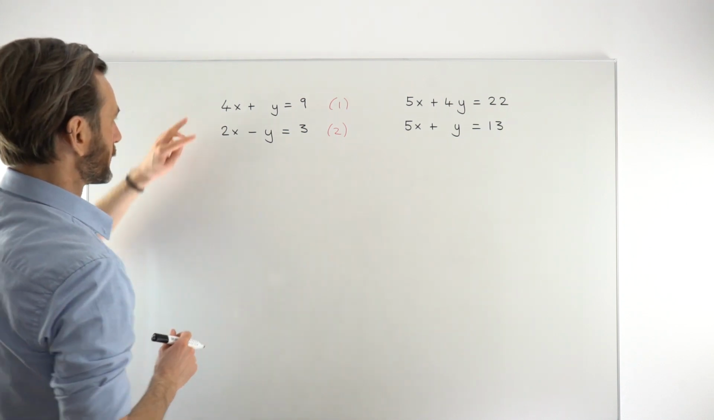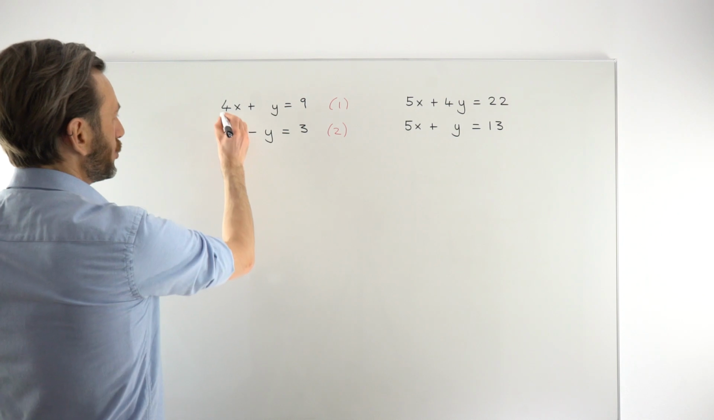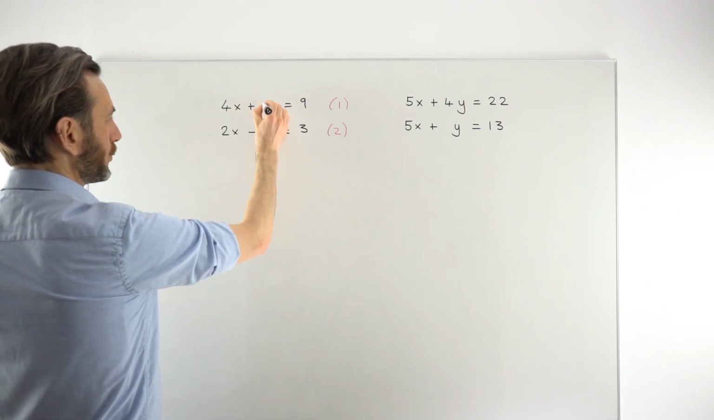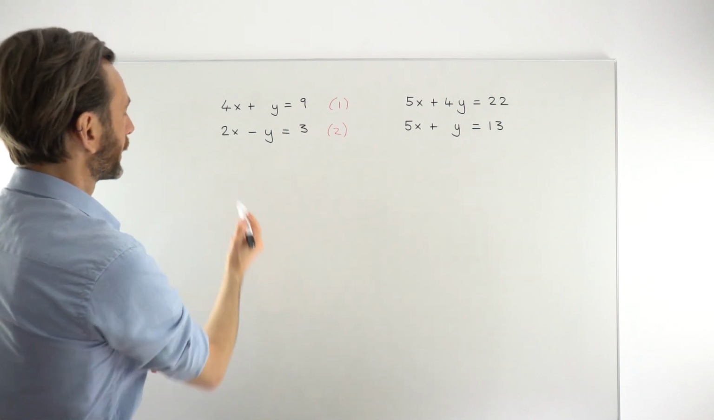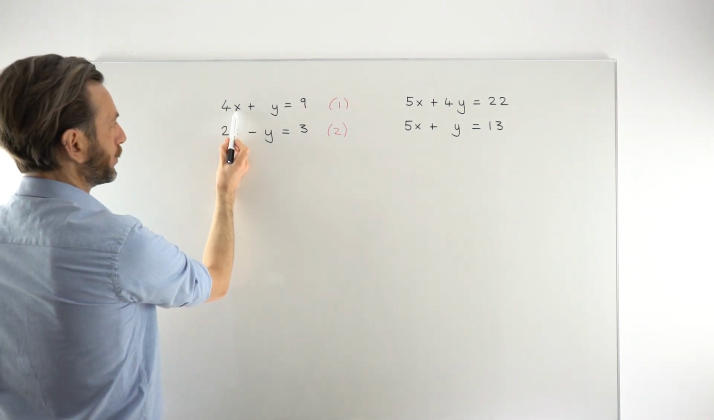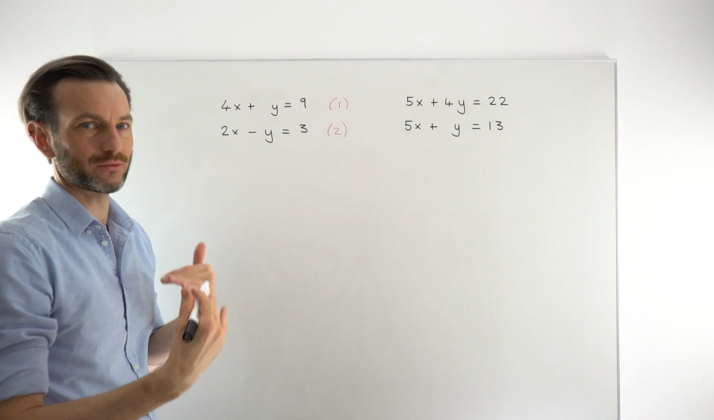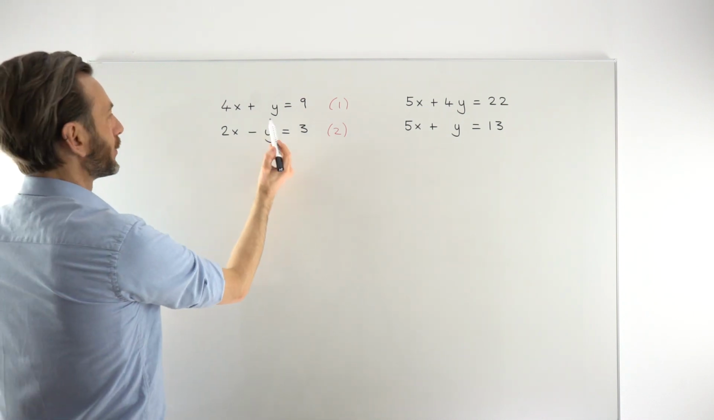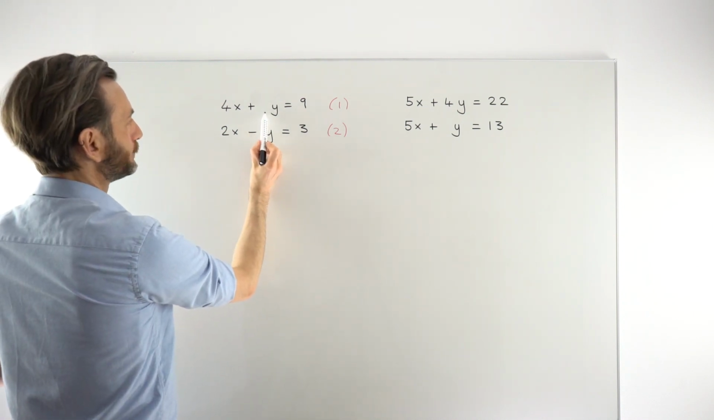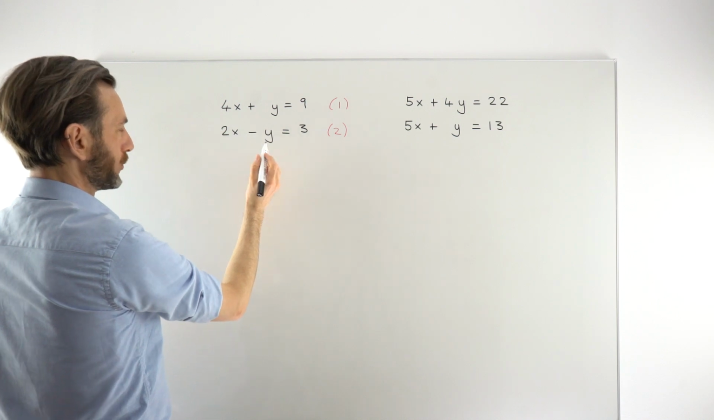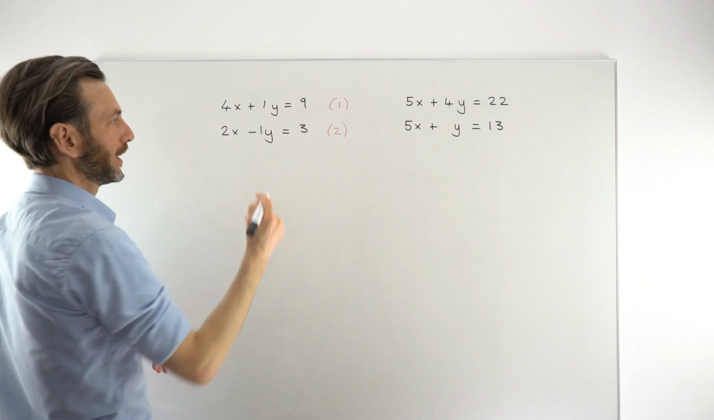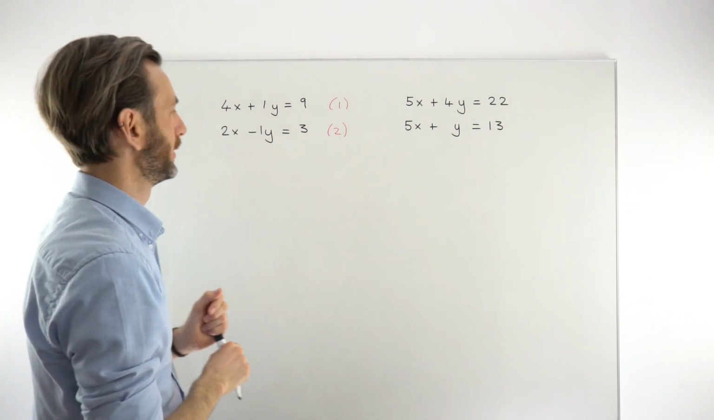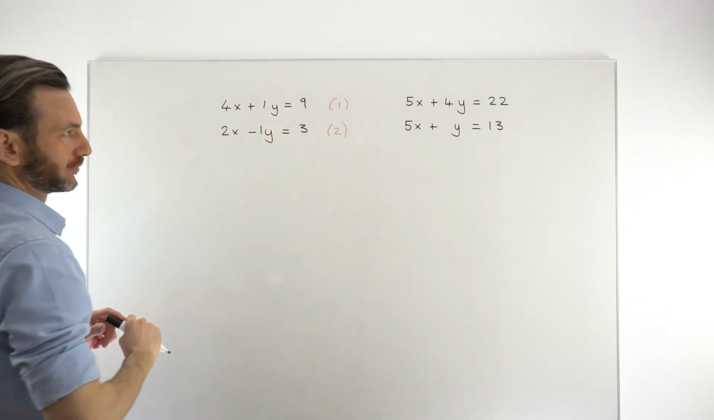What you do is you look at the coefficients of the x terms and the coefficients of the y terms, and you're looking for one which is matched up. So here we've got a 4 over the x and a 2, so they're different. They're not matched up. Here with the y, we've got a plus 1y and a minus 1y. Ignoring the plus and the minus, these are both ones, so they are matched up. It's the ones that are matched up that we're interested in.